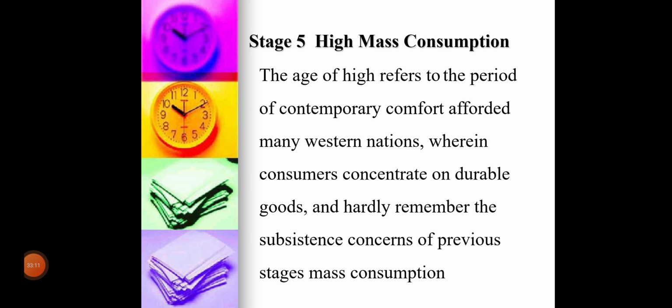The age of high mass consumption refers to the period of contemporary comfort afforded by Western nations, wherein consumers concentrate on durable goods and hardly remember the subsistence concerns of previous stages.